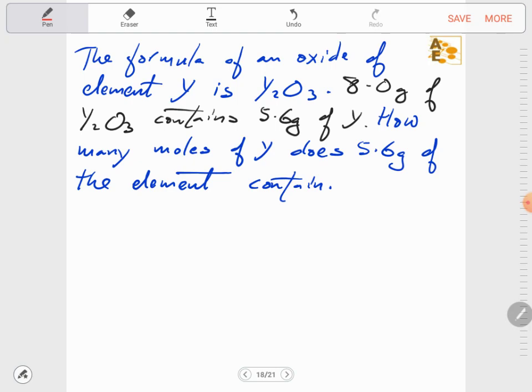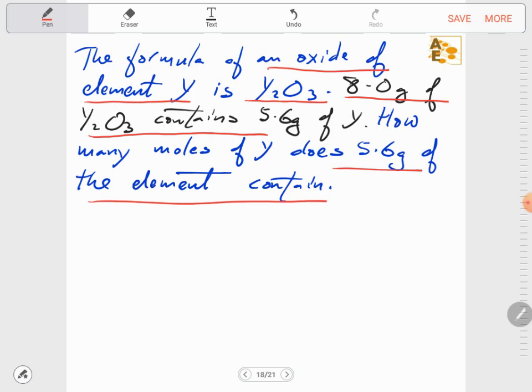It's stated here: the formula of an oxide of element Y is Y2O3. 8.0 gram of Y2O3 contains 5.6 gram of Y. The element Y is just an imaginary element. We are required to find out how many moles of Y does 5.6 gram of the element contain. Now it looks complicated, but actually it's nothing.